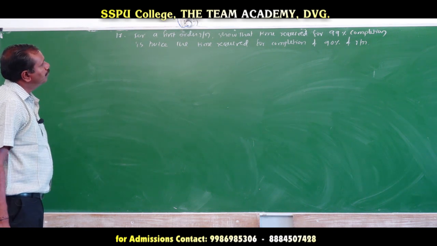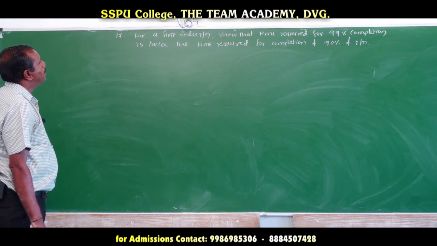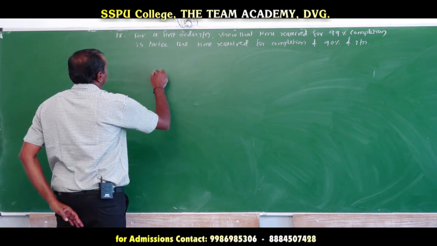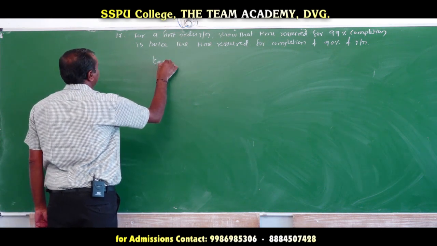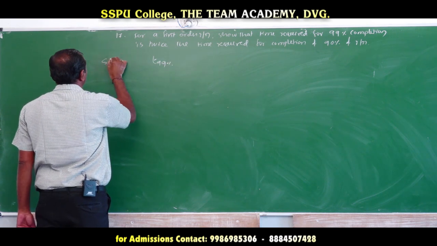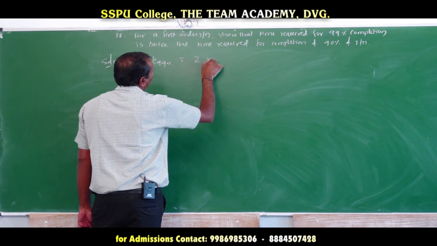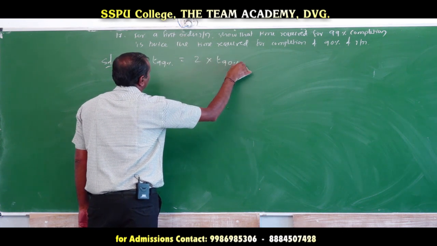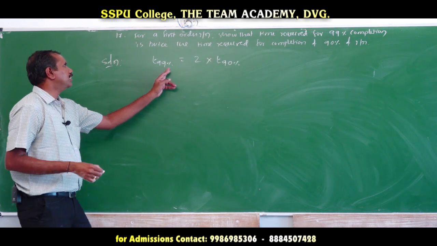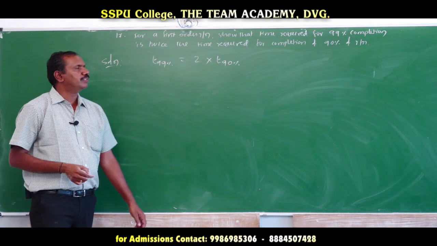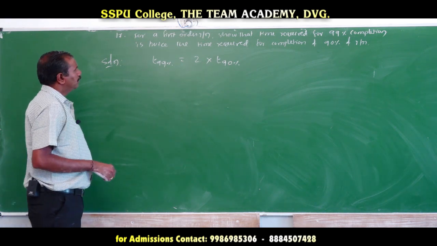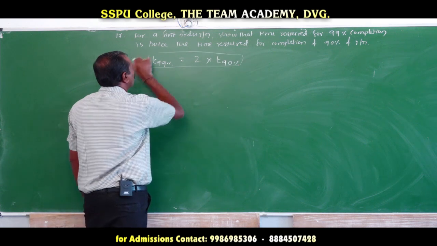See, T99% is equal to 2 into T90%, meaning the time required for 99% conversion is twice that for T90%. So how to prove this?